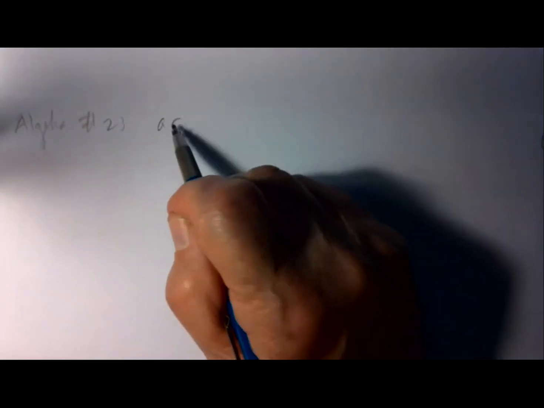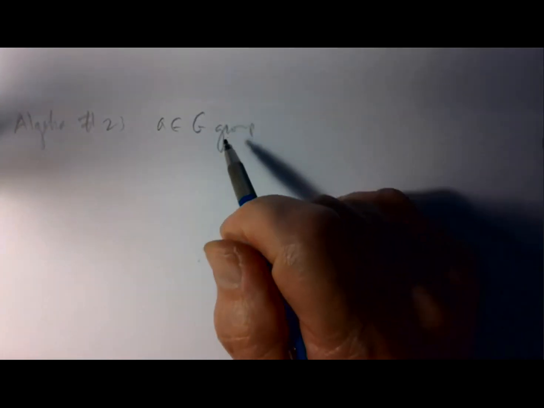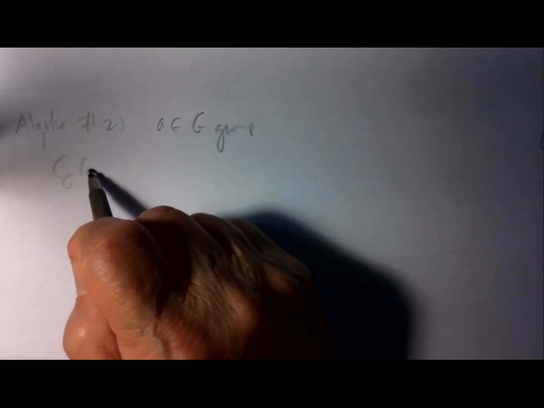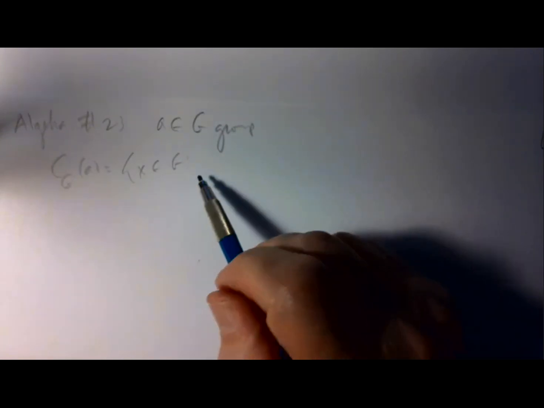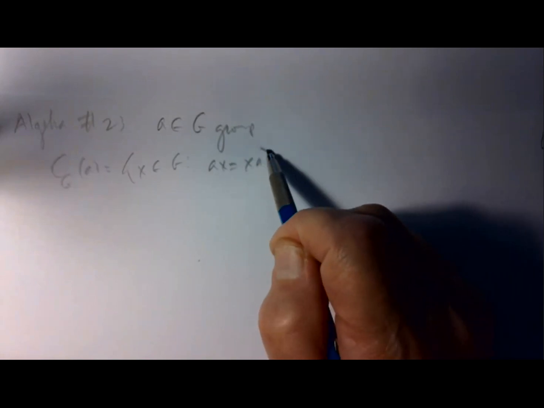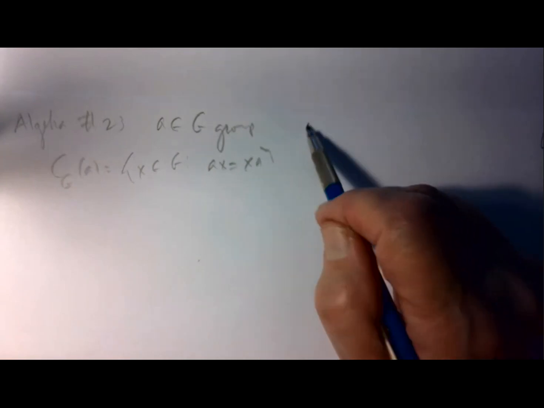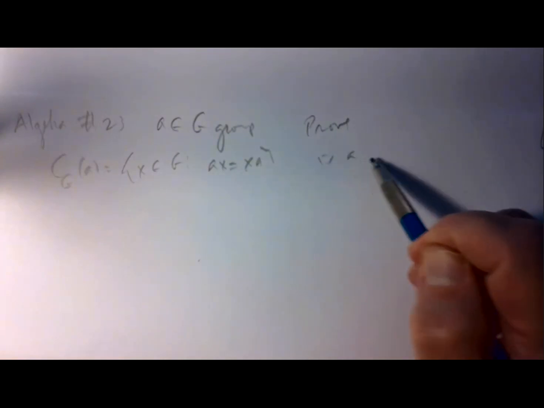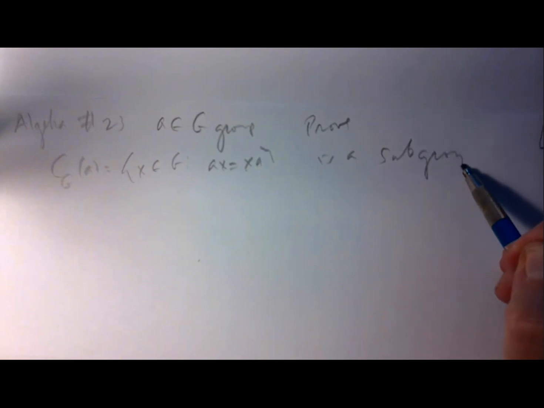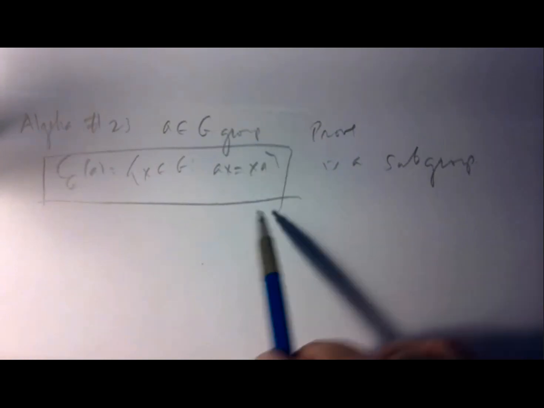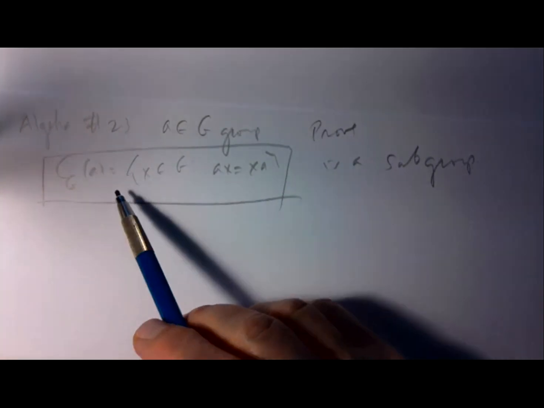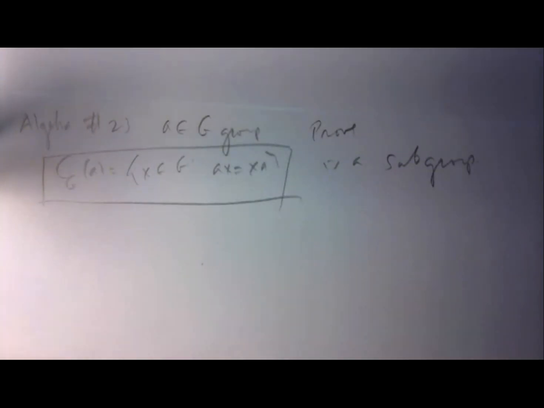So we have A, an element of a group G, and the centralizer of A is all the elements of the group that commute with A. And we want to prove this is a subgroup. So Professor, what is a centralizer? That's this. This is the definition. Okay. I mean, yeah, the centralizer is this set of elements that commute with A.